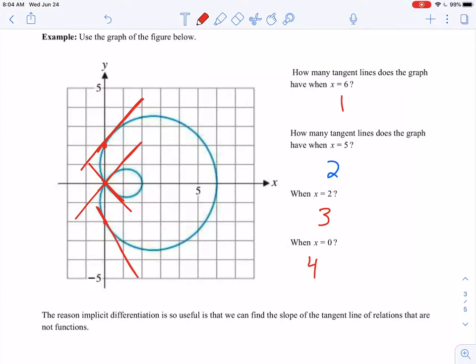So again, just to emphasize why we care so much about implicit differentiation: we can find the slope of the tangent line, right? We can find the derivative of these relations which are not functions. So we can do our classic calculus examples. We can find the equation of the tangent line for graphs which are not functions, for relations that are not functions. But I end up with this weird scenario where if I say find the equation of the tangent line, you might say, which one? I've got 1, 2, 3, 4 of them.